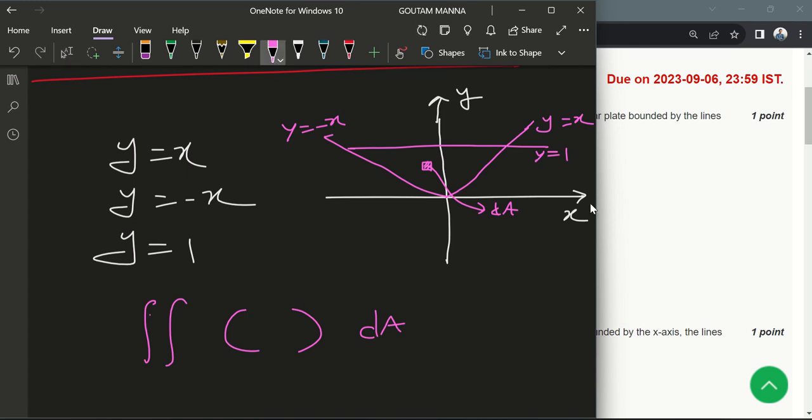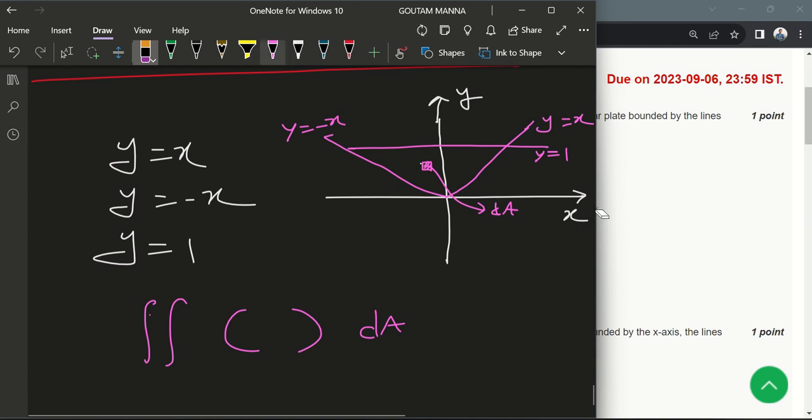If I do the y integration first, there will be two limits. In this region y goes from minus x to 1, and in this region y goes from plus x to 1. So we need to divide the integration into two parts while doing the y integration. But if you don't want to do that, you can do the x integration first.